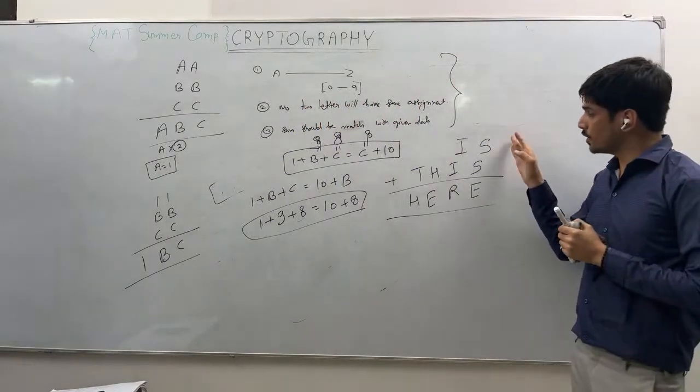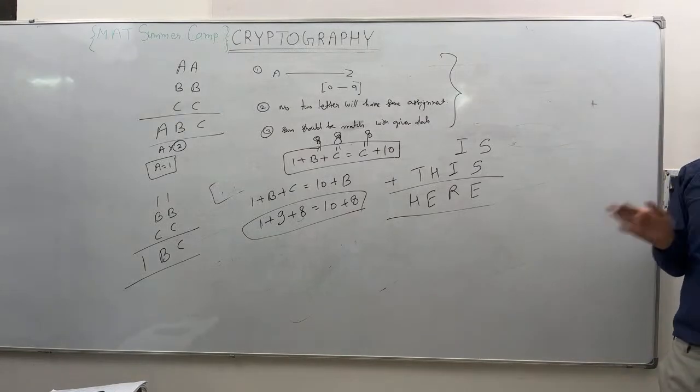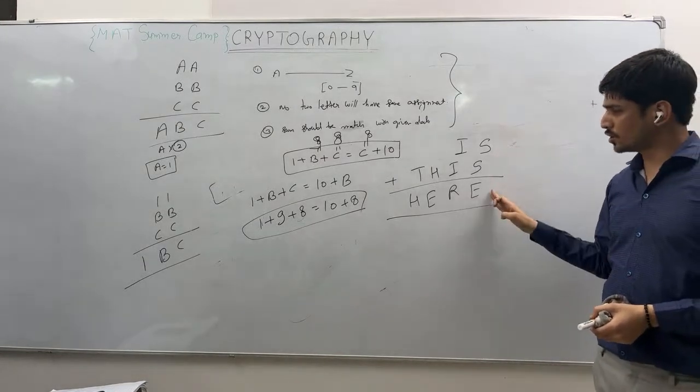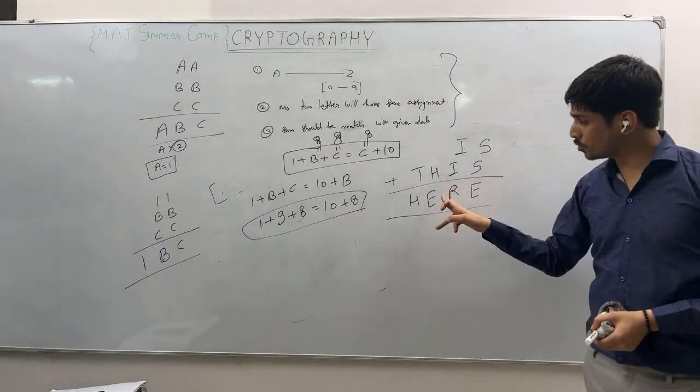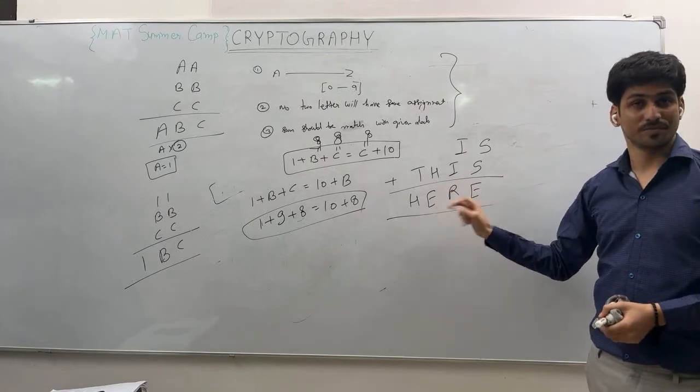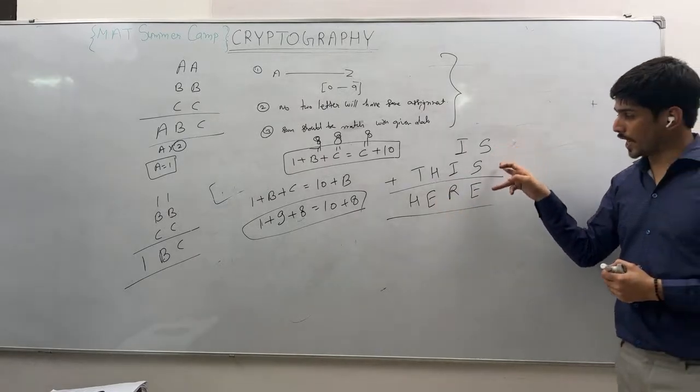What is the possible value of S? You can say 1 is also possible. You try 1 plus 1, 2. Then if 2 is coming here, you have to put 2 here also. Try to solve what will be the possible value of S.